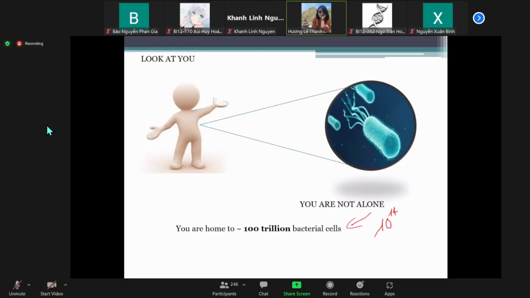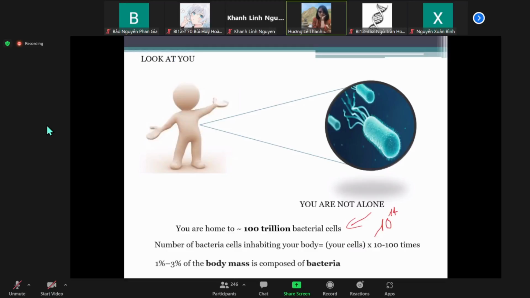The number of bacterial cells inhabiting your body is 10 or 100 times more compared to your own cells, and they occupy 1 to 3% of your body mass. This means that if you are 60 kilograms, you may contain 0.6 to 1.8 kilograms of bacteria, and the number of bacteria is 10 times higher than your body cell numbers.